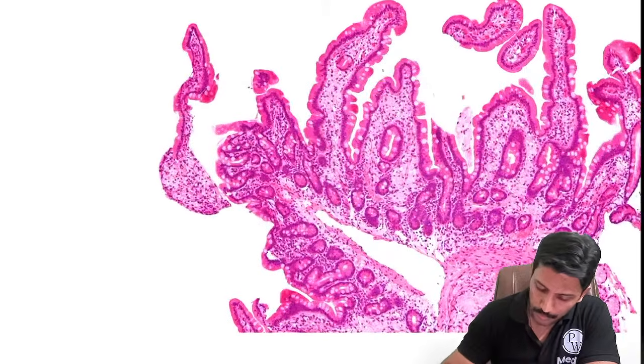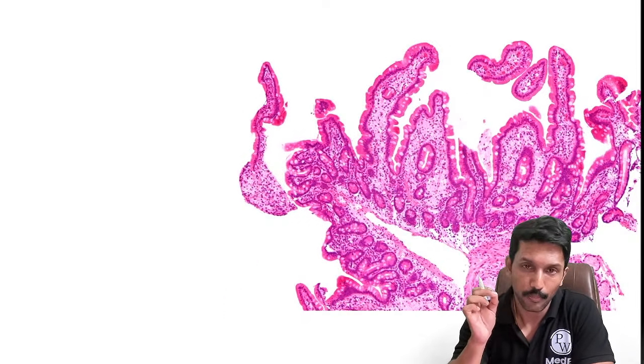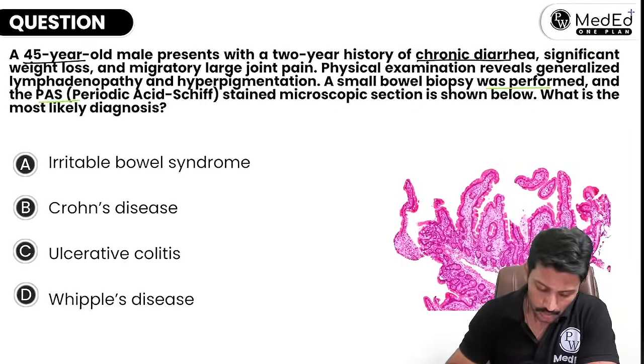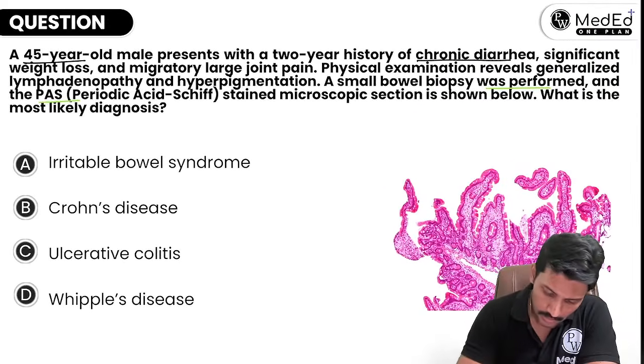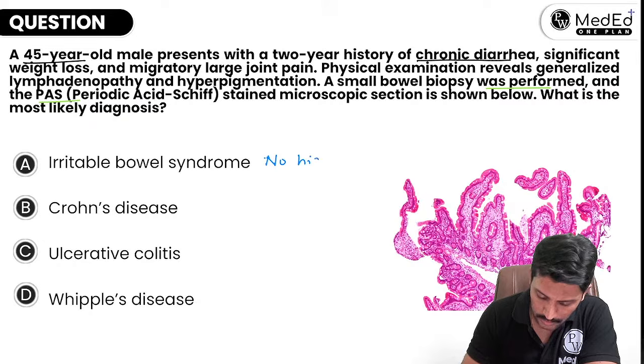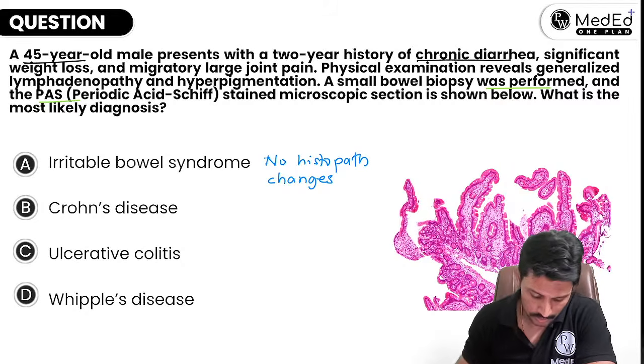So there are plenty of PAS positive macrophages on the biopsy imaging. So in that case, it is going against irritable bowel syndrome. You will have no histopath changes. It's a functional bowel disorder. There is no histopathological changes. You don't see any anatomical or histopathological changes.